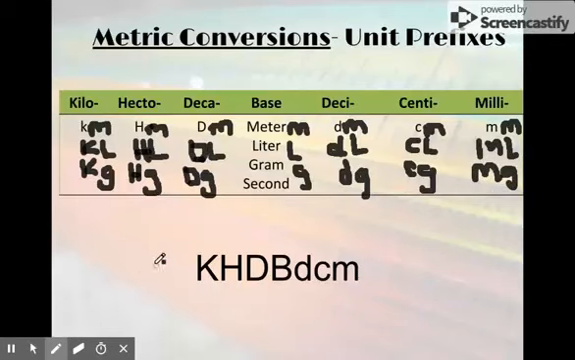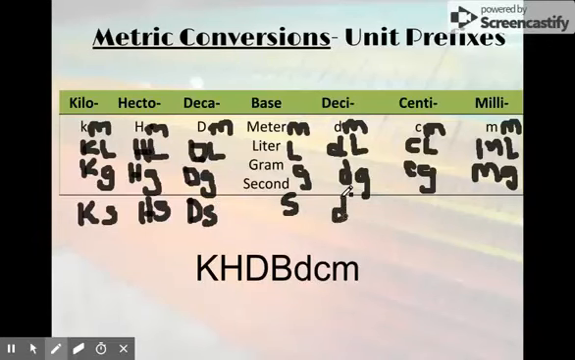And then finally we can do it with seconds. So a kilosecond is ks, hectosecond, hs, decasecond, Ds. A second by itself is just s. Decisecond, ds. Centisecond, cs. Oops, I forgot to put an s there. And then a millisecond, ms.